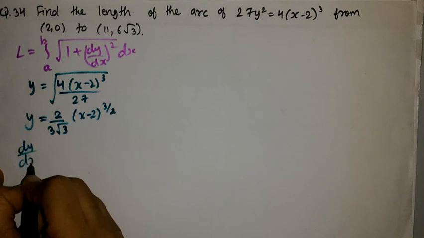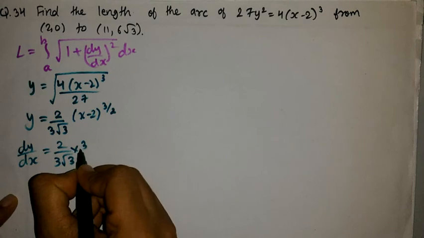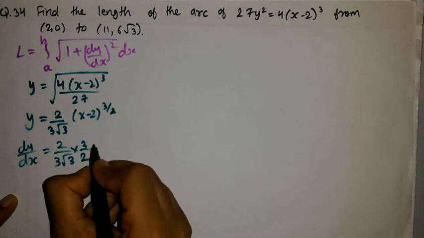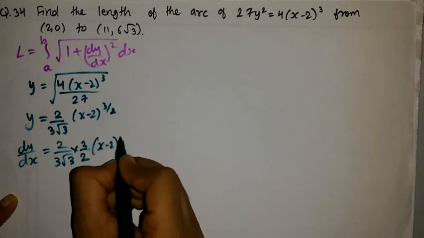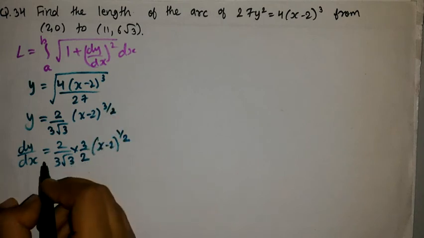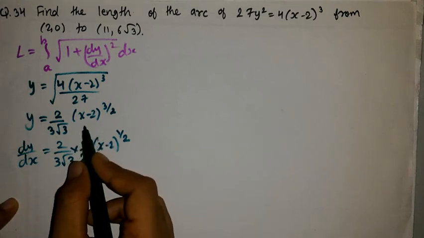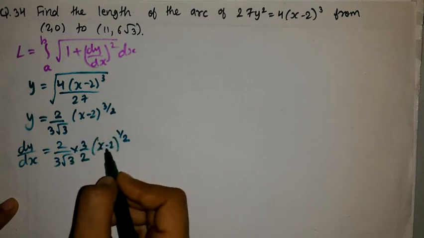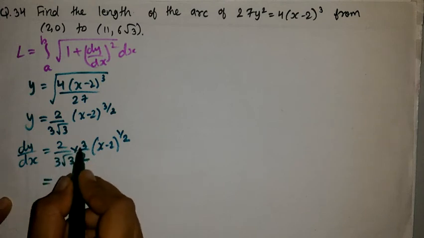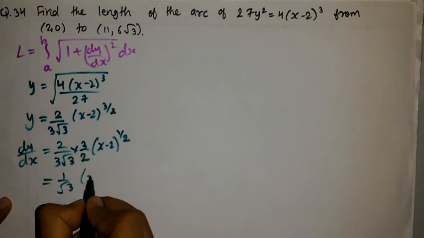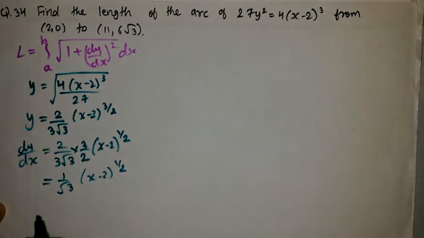So dy upon dx is equal to, this constant will remain as it is. Take the power ahead, so we get 2 by 3 by 2 into (x minus 2) raised to 3 by 2 minus 1, which will be 1 by 2. And again by using the chain rule, the derivative of x will be 1 only, so it will remain like this. Now solving this, 2 will get cancelled, 3 will get cancelled, we get 1 upon root 3 into (x minus 2) whole raised to 1 by 2.